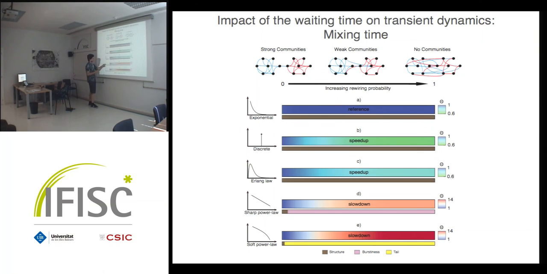But actually, in that case, for instance, you will have a whole regime where what dominates the time will be the burstiness parameter, while in a certain regime, it's going to be the structure. So you see that when there is a very strong bottleneck between the clusters, that's going to be what dominates. But at some point, when the bottleneck is not strong enough, what determines the time it takes to reach stationarity is no longer the bottleneck, it's going to be the shape of the distribution.